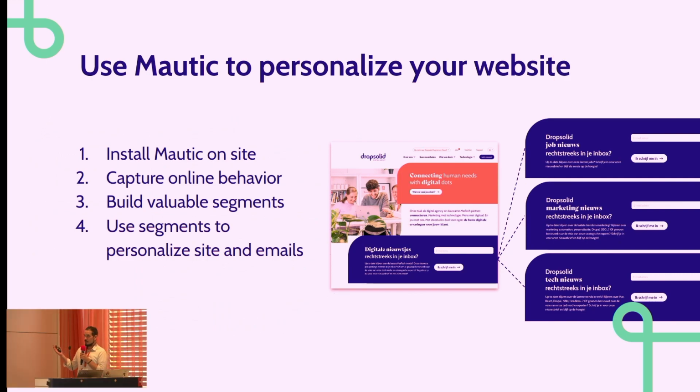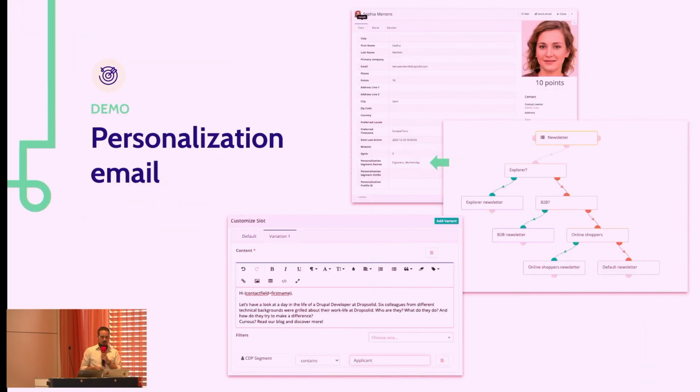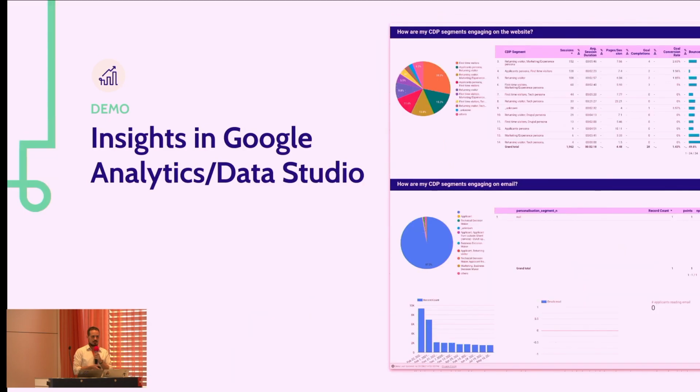If you want to install Mautic, you install a JavaScript on your website, which is doing all the tracking once you approve the cookies. So it captures all the behavior, builds valuable segments, and then you use these segments to build emails or build different call to actions. Based on your segment, you send your users different emails, you show them different call to actions, and everybody gets a personalized experience. And then you visualize it in your data studio.